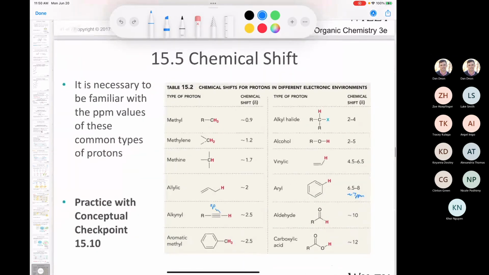So again, I'm not asking you to memorize this table today because I'm going to give you the handout, which has, I think, all of these chemical shifts on it. But you want to become familiar with it. And, you know, again, I sound like an old person, but the more practice you do, the better you'll get at it, to the point where it will become second nature for you by the time you get into organic chemistry 2.